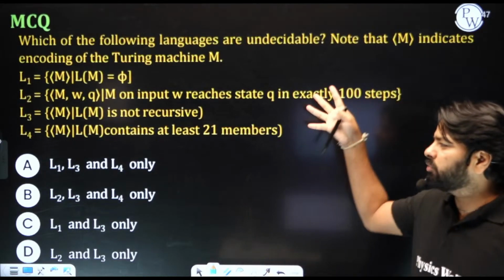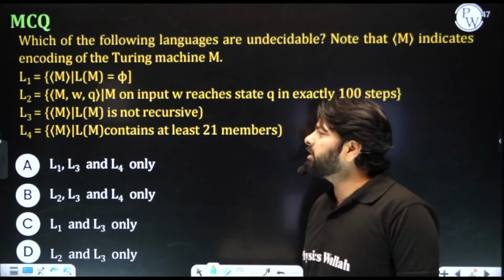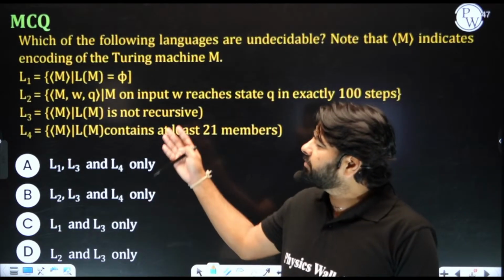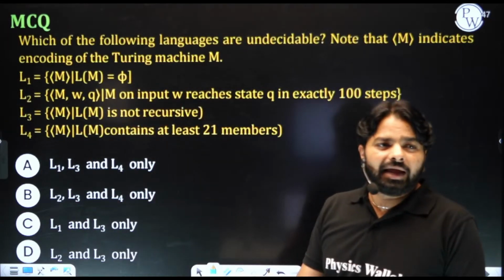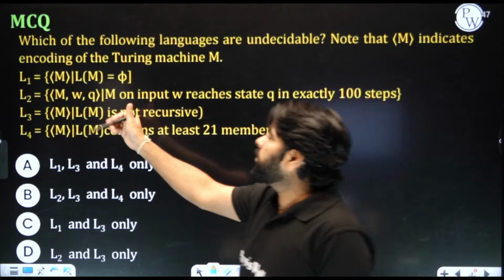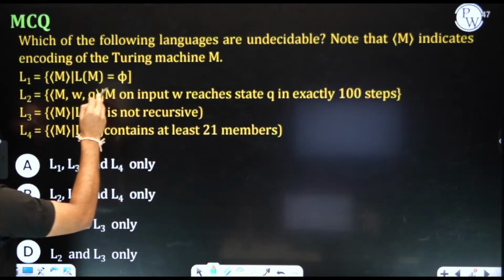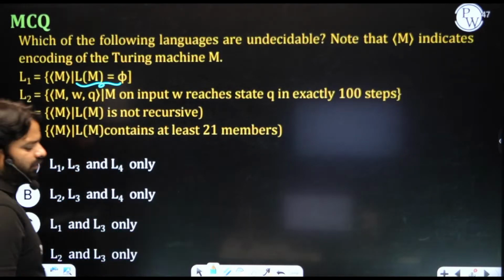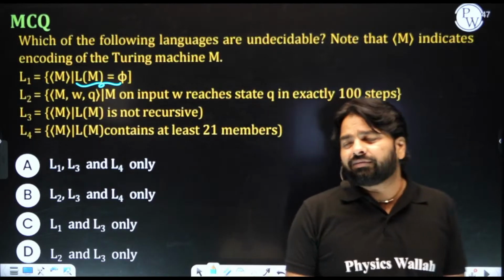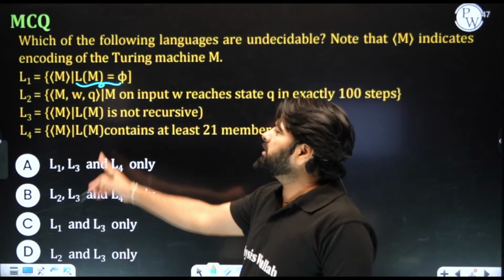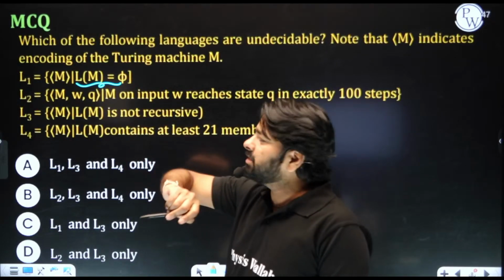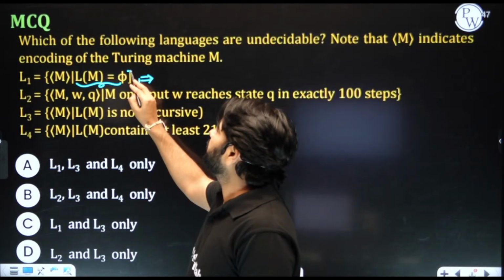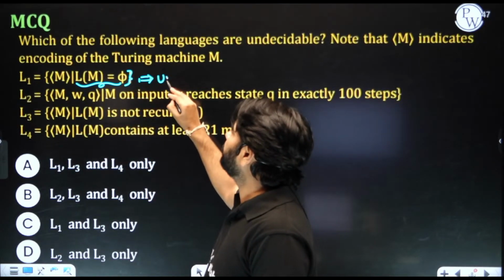So what problems will help you to understand these four languages? Each language depends on some particular problem. If you have studied the emptiness problem, then L1 depends on that problem. Is the given Turing machine accepting nothing? Nothing means empty language. So this actually represents the emptiness problem. If you know the concept of the emptiness problem, you give the same answer to this language also. Now, the emptiness problem for a Turing machine is undecidable, hence this language is also undecidable.